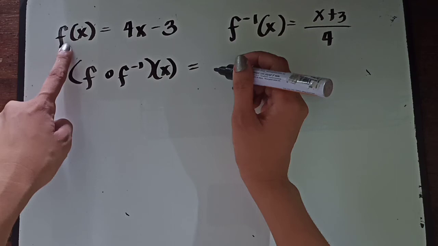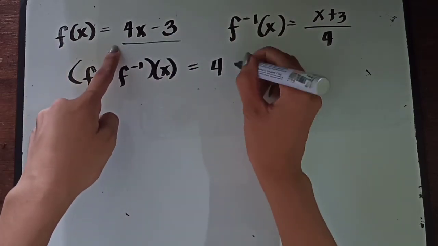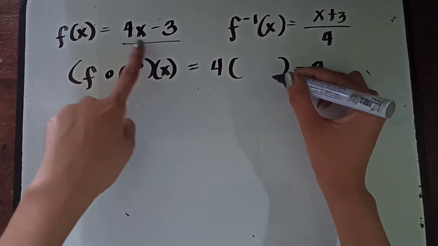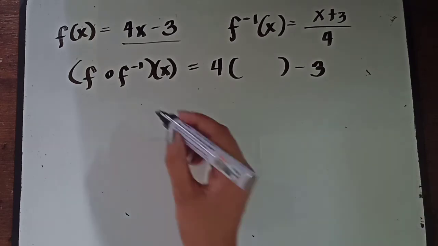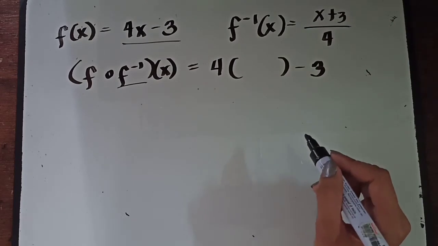Ano yung equivalent ni f of x? That is 4x minus 3. Again, 4x minus 3. But, sabi natin kanina, yung pangalawang variable or pangalawang function, yun yung magsisilbing value ni x.